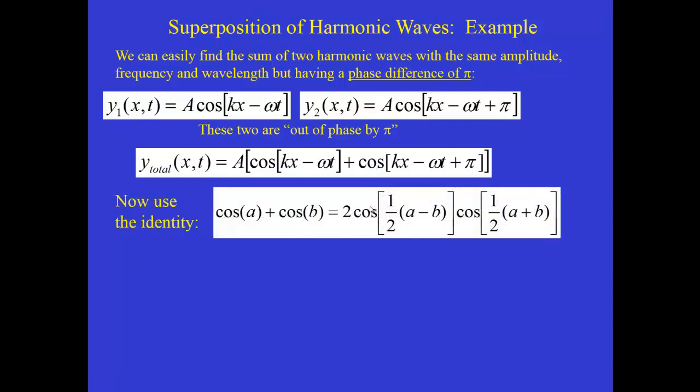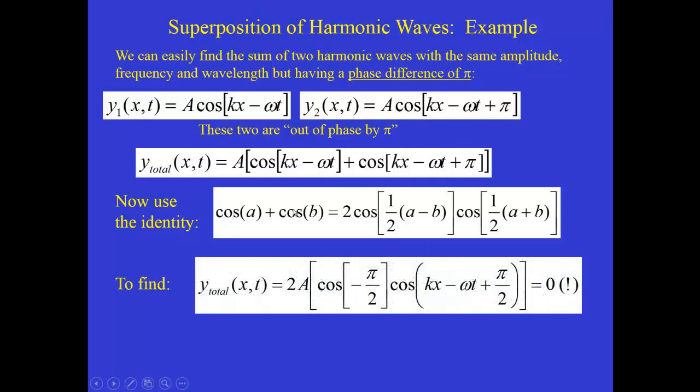So now we're going to use the identity, which you can find in the back of your textbook, that tells us cosine a plus cosine b is twice the cosine of half (a minus b) times the cosine of half (a plus b). If we do this, where little a is the term kx minus omega t, and little b is the term kx minus omega t plus pi, when we simplify, we end up with the net wave that has an amplitude 2A, and then it's got cosine of negative pi over 2, and finally cosine of (kx minus omega t plus pi over 2).